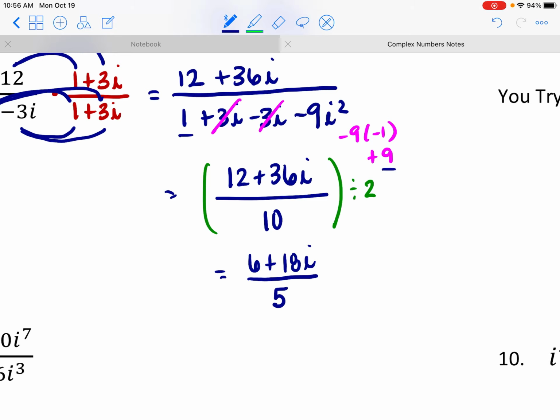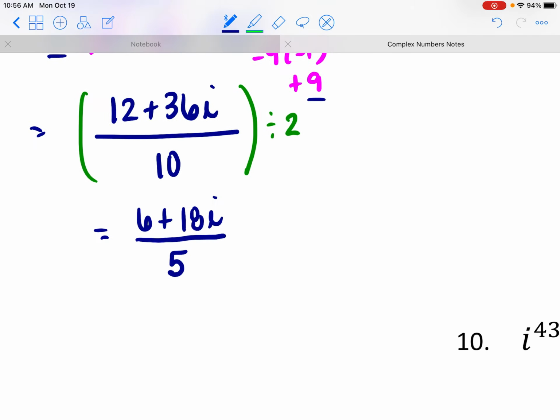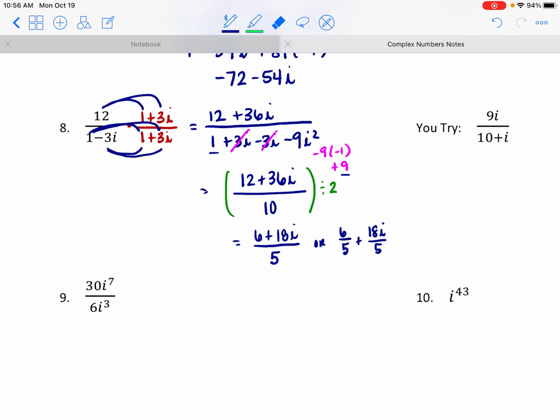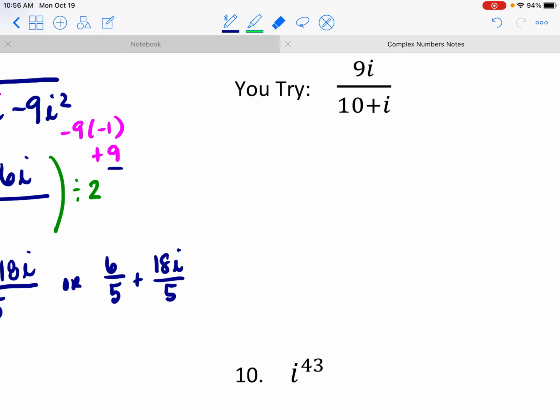And again, I would be perfectly happy with you leaving the answer there, but recognize that this would be the same thing as 6 over 5 plus 18i over 5, where each of the terms in the numerator can be divided individually by our denominator, and technically you could even see this 18/5 i, the i written after the fraction. That's totally acceptable too. Right, so I'm okay with the first form. You just got to recognize that there are other ways to write these things. Okay? All right, one for you to try.